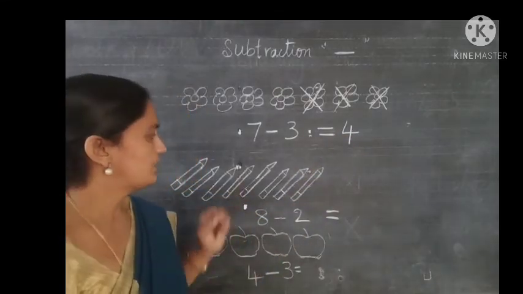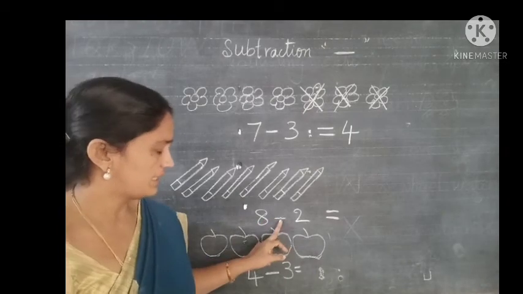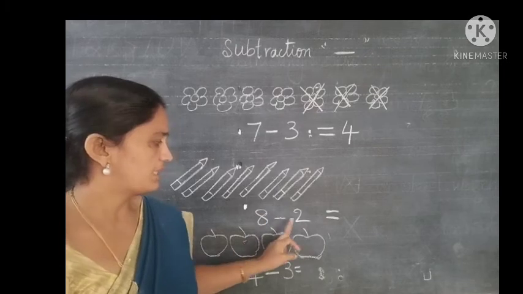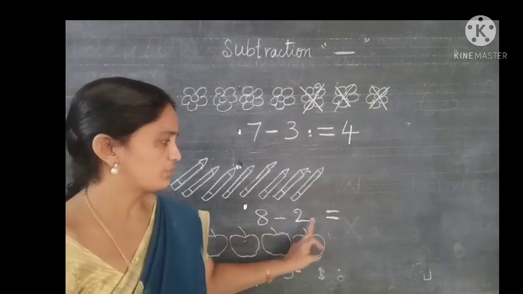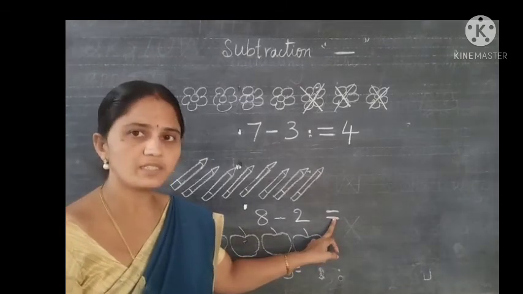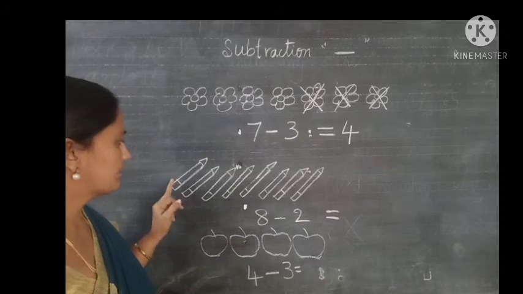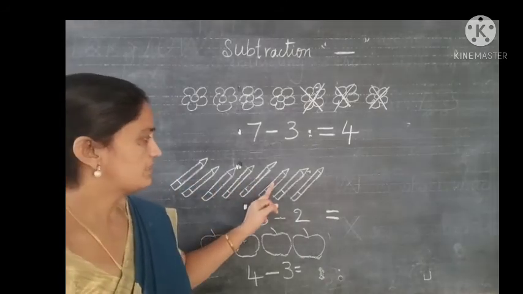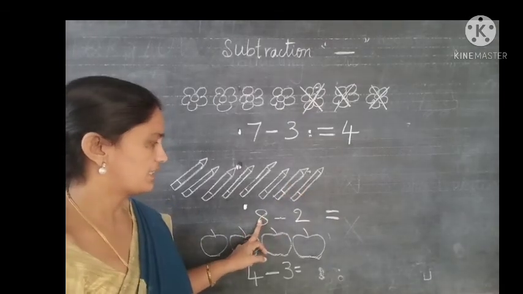Children, what are these? Pencils. Let us read 8 minus, the symbol is minus, 2. 8 minus 2, this is equal to. 8 minus 2 equal to. What is the answer? Let us find. Now count the pencils. 1, 2, 3, 4, 5, 6, 7, 8. Here 8 pencils are there.